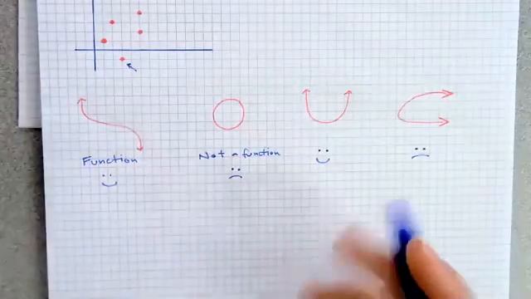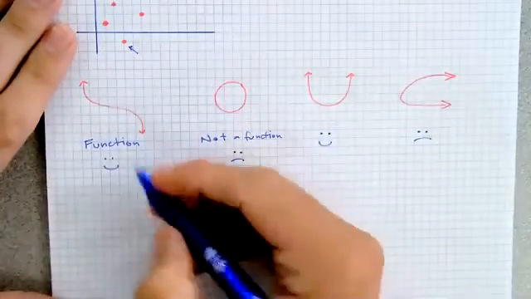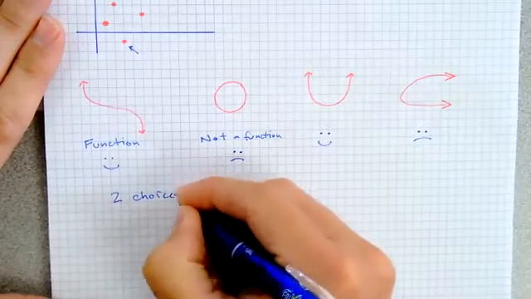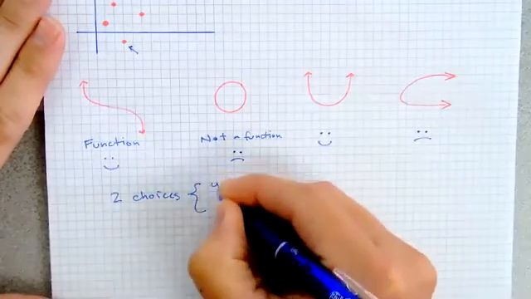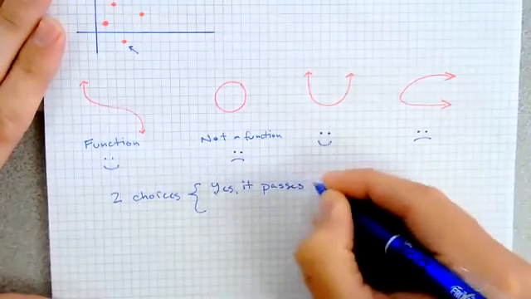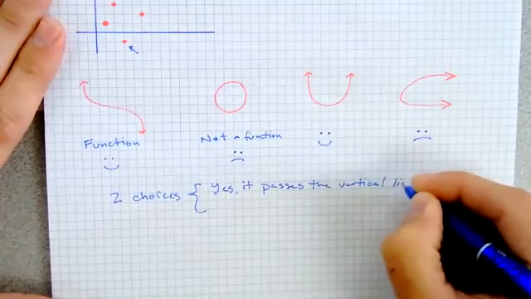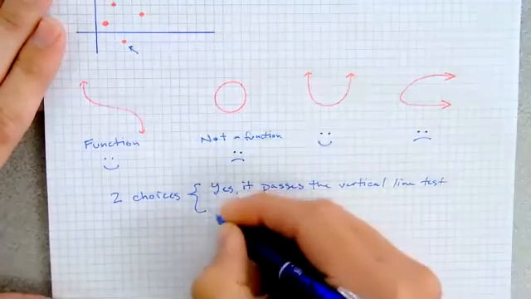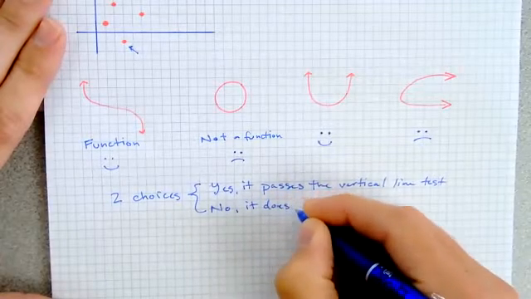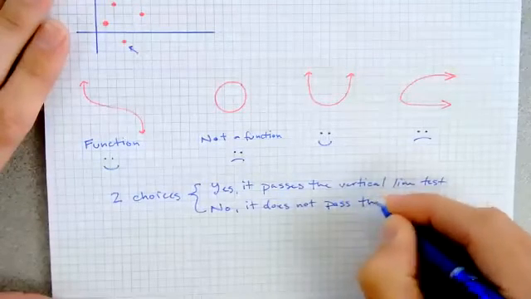All right, so if you're given a graph and asked to determine whether or not it is a function, you should be saying yes, it passes the vertical line test, or no, it does not pass the vertical line test.